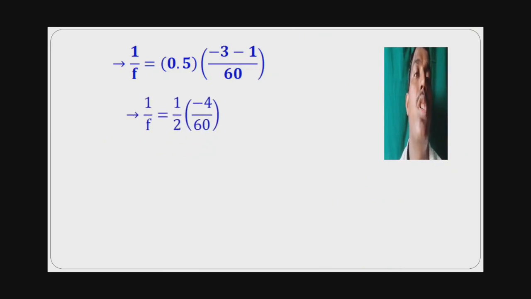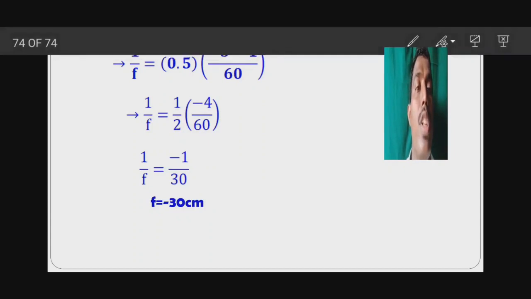1 by f is equal to 0.5, which can be written as 1 by 2, into minus 3 minus 1, which is minus 4 by 60. Minus 4 by 60 is equal to minus 1 by 15. Minus 1 into 1 is equal to minus 1, and 2 into 15 is equal to 30. 1 by f is equal to minus 1 by 30. So f is equal to minus 30 centimeters. Focal length is minus 30 centimeters.